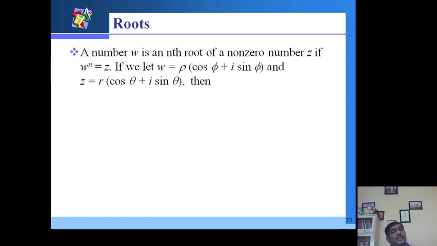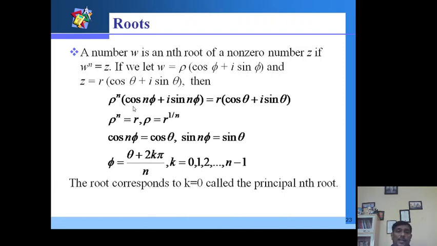And now we will discuss the roots of a complex number. A number w is the nth root of a non-zero number z if w power n is equal to z. If we let w is equal to rho times (cos phi plus i sin phi). Here instead of theta we use phi, and another number z is equal to r into (cos theta plus i sin theta). Then rho power n (cos n phi plus i sin n phi) is equal to r into (cos theta plus i sin theta), and here rho power n is equal to r and rho is equal to r power 1 by n.